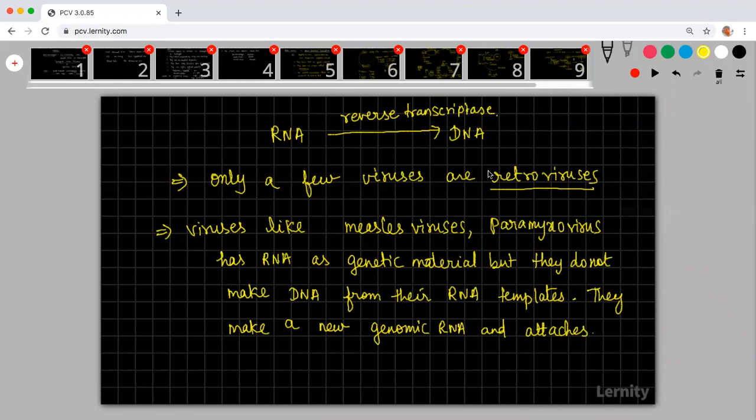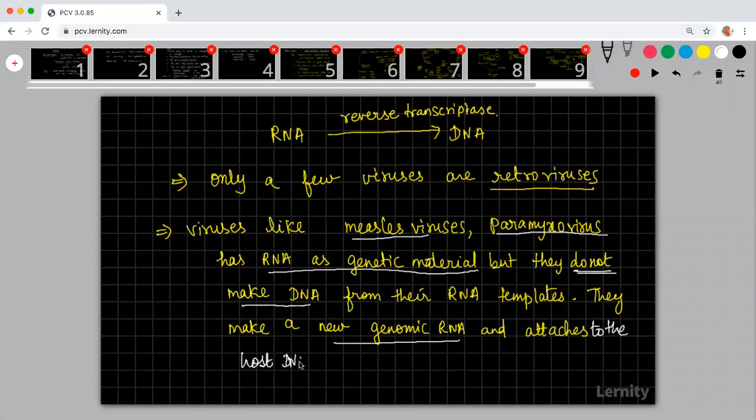Okay, so there are a few viruses which are called retroviruses, but there are certain viruses like measles viruses and paramyxoviruses that have RNA as genetic material. But they will not make DNA like retroviruses. Instead, they will make a new genomic RNA and attach that RNA to the DNA. Okay, so this is what you need to know.